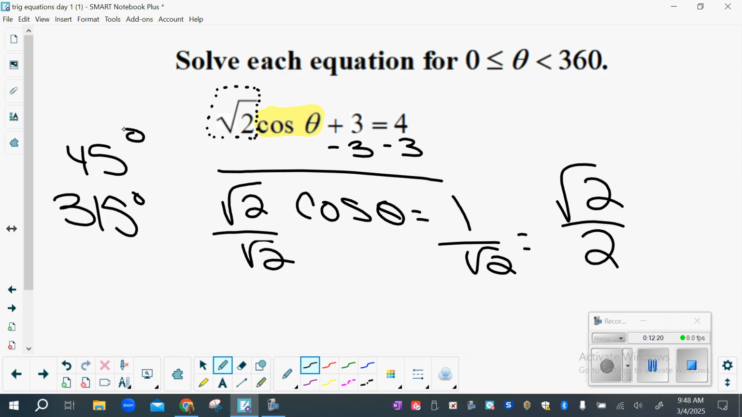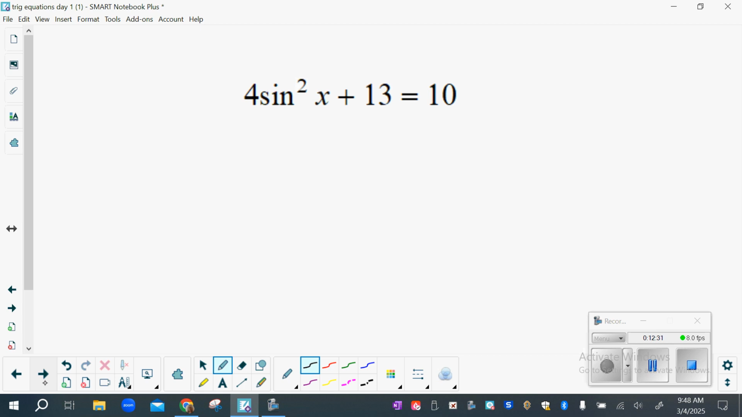Yeah? I've got to use more numbers. I just can't keep using 1/2 every time. But I've got to have them on the unit circle, so I don't have a lot of choices. Okay, how about this guy?